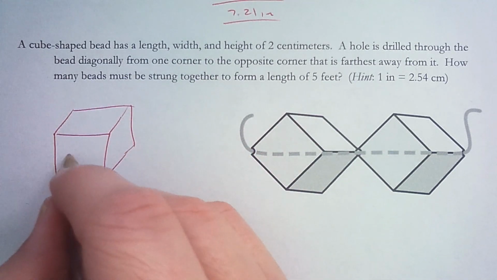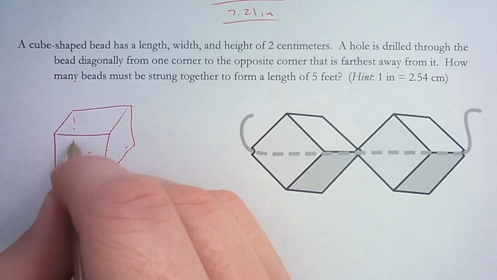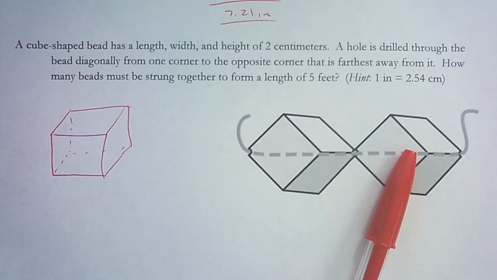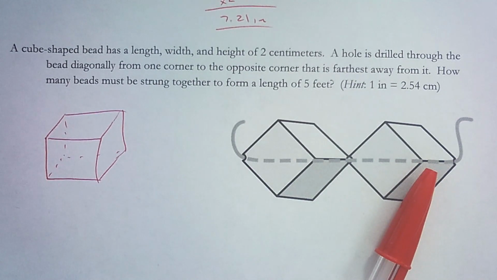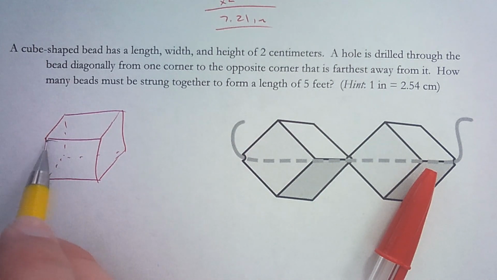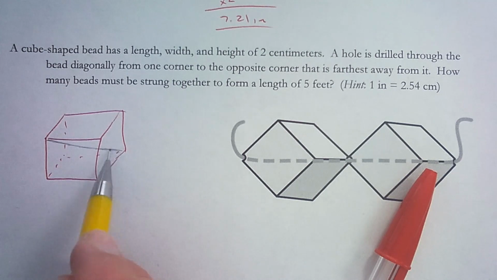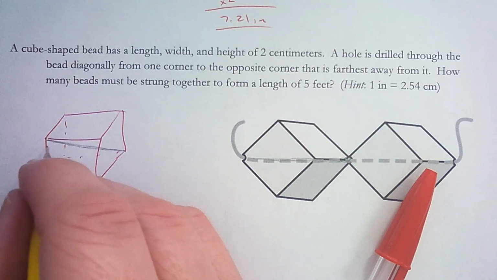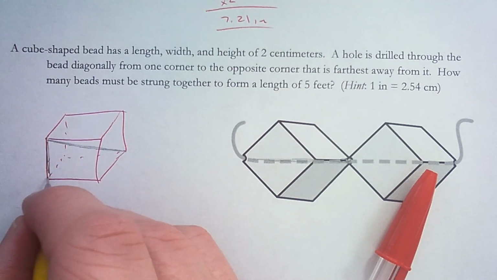Okay, so it looks about like this. And the hole is drilled diagonally from one corner to the opposite corner farthest away. So that line that's being drilled would be about like this, and we need to know that length. So that would give us this dotted length right here within one bead. Okay, so I'm going to make a right triangle out of that.